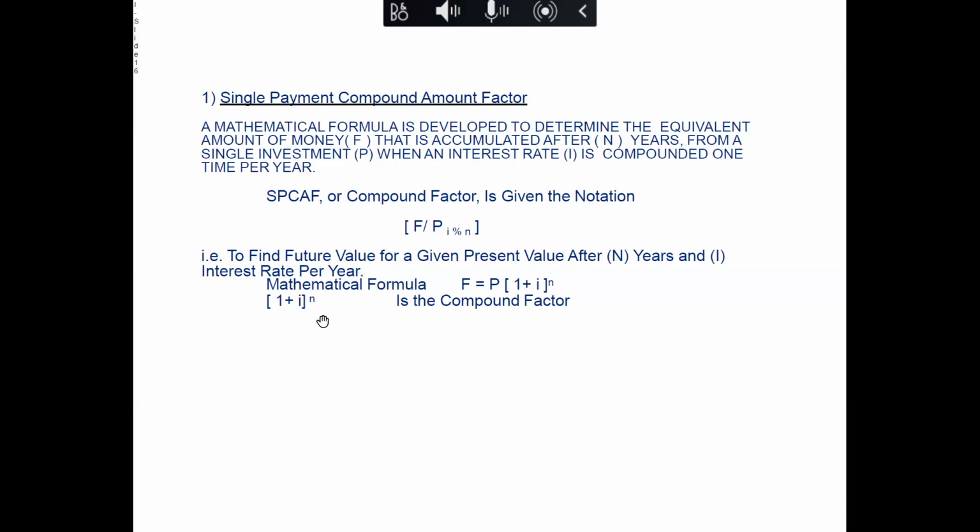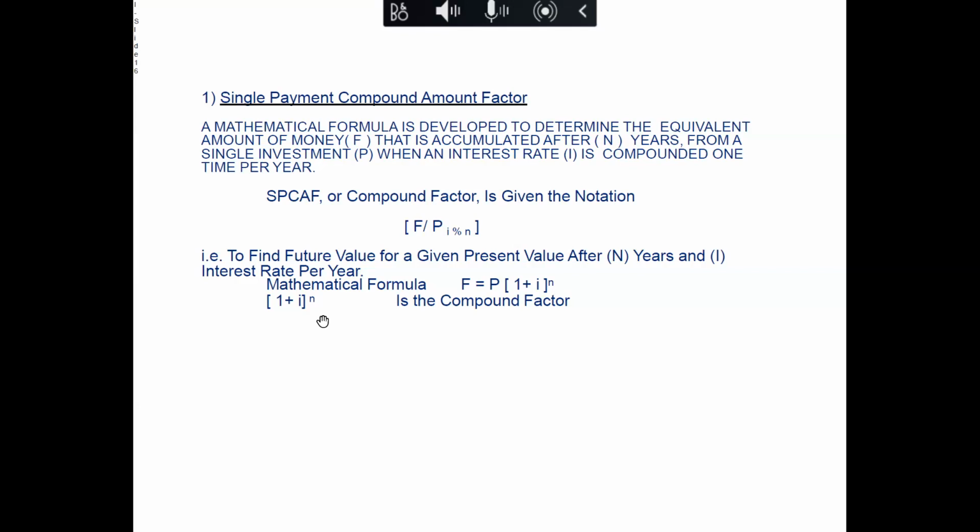A mathematical formula is developed to determine the equivalent amount of money, F, that is accumulated after n years from a single investment, P, when an interest rate, I, is compounded one time a year. This relationship between future value and present value is what we call the single payment compound factor. I will explain it to you.